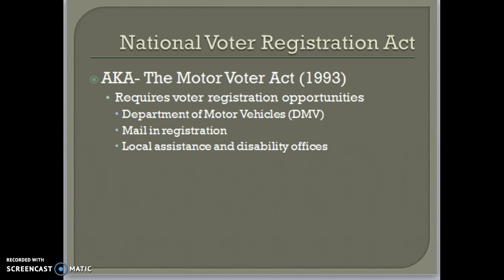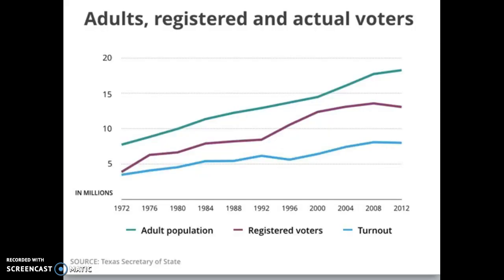I know when I switched over and got my Colorado driver's license, I was able to check a box, and that registered me to vote here in the state of Colorado. So it makes it a lot easier. It increases the likelihood that somebody is going to register. It also allows for mail-in registration, and it addresses some disability concerns and ensures that people with disabilities will have the opportunity to vote too.